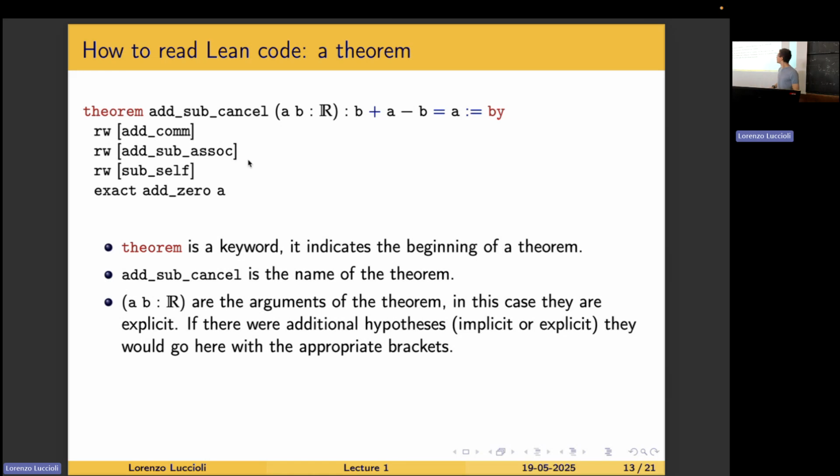In this case, we only have explicit hypotheses, but that's not the general rule. It's just that this theorem in particular doesn't have any implicit hypotheses. So everything is explicit. When I call the theorem, I will have to explicitly give it the two real numbers which I want to apply it to. So in this case, we have a and b real numbers. Then we have the colon, and the content, what we would call the thesis of the theorem, which is that b plus (a minus b) is equal to a.